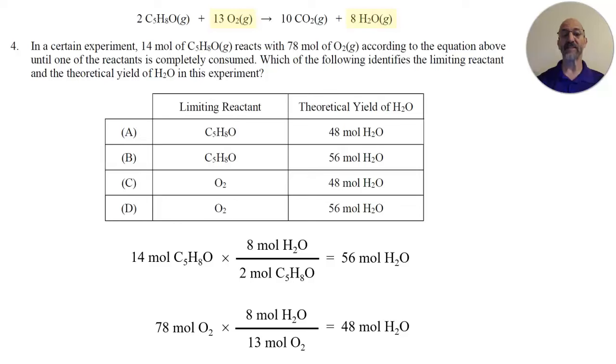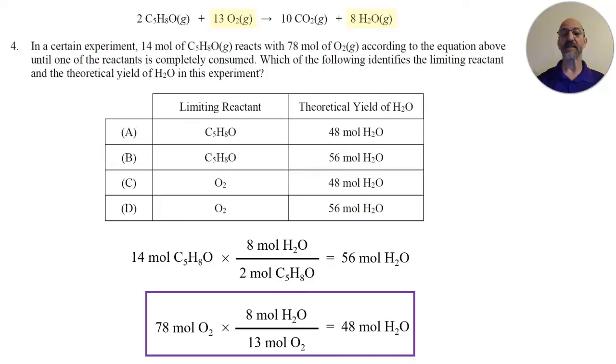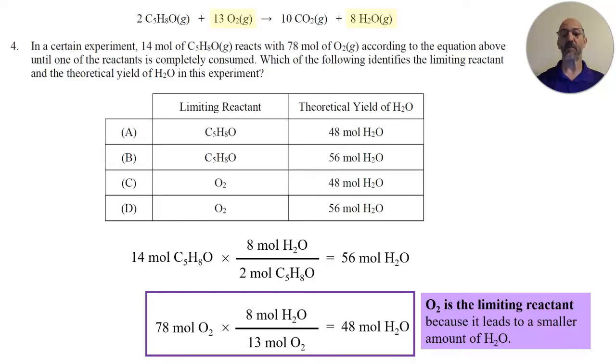So why is the limiting reactant O2? Because it leads to the smaller amount of water. And 48 moles of water is my theoretical yield coming from the limiting reactant. So the correct answer to question 4 is choice C. The limiting reactant is O2, and 48 moles of water is my theoretical yield.